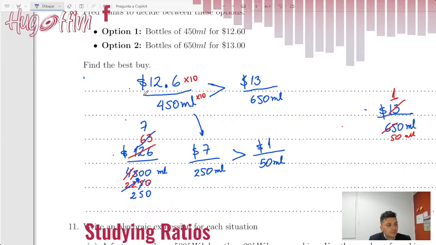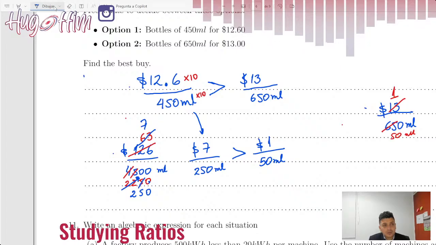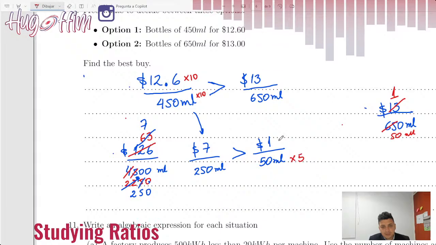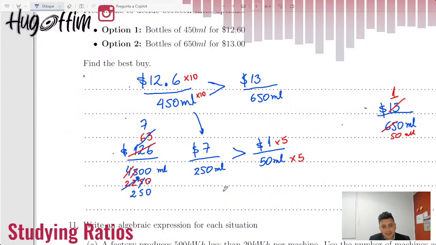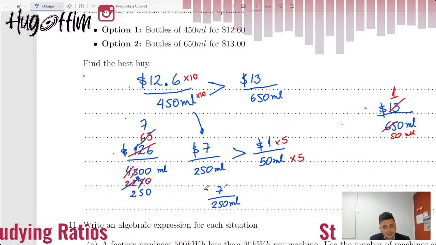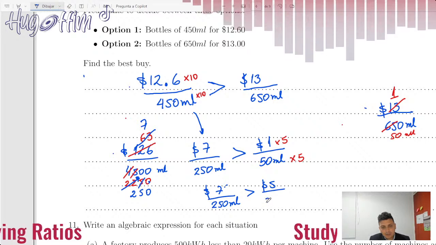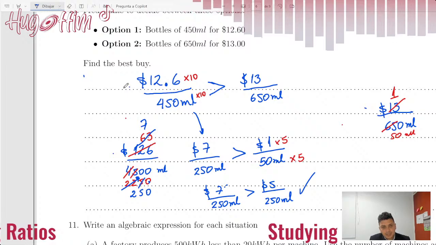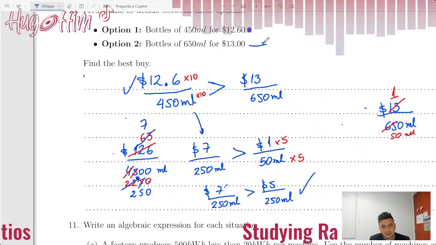Now, if I want to know if these are the same, you need to put both fractions to the same denominator. So I'm just going to amplify the fraction with 50 by multiplying by 5 to get 250. And I'm gonna get $7 over 250 milliliters greater than $5 over 250 milliliters. So essentially this statement is correct. $12.6 is the more expensive, so this is the best buy.